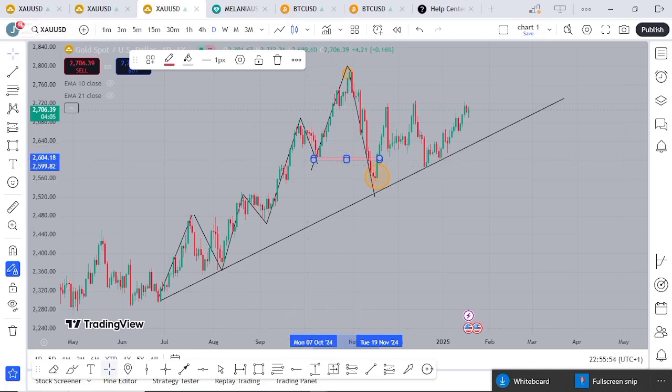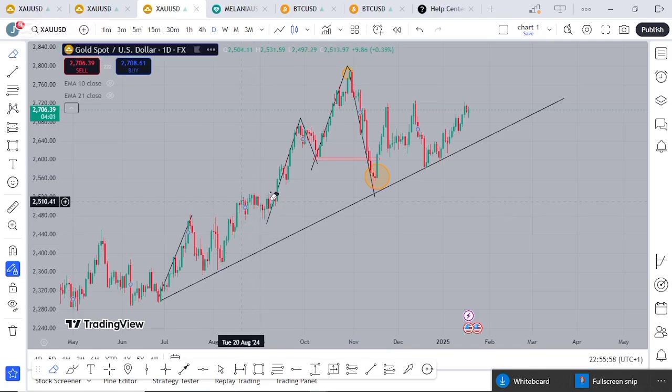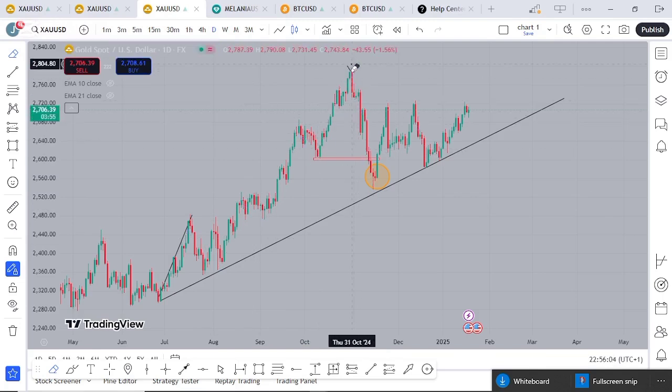So what did the market do? Let me get rid of these things so that the chart will not be messy, guys.